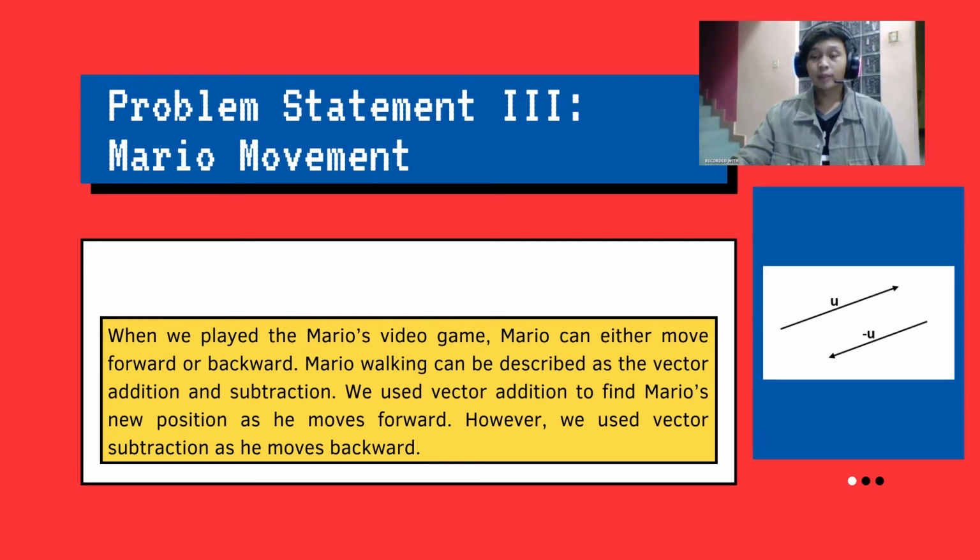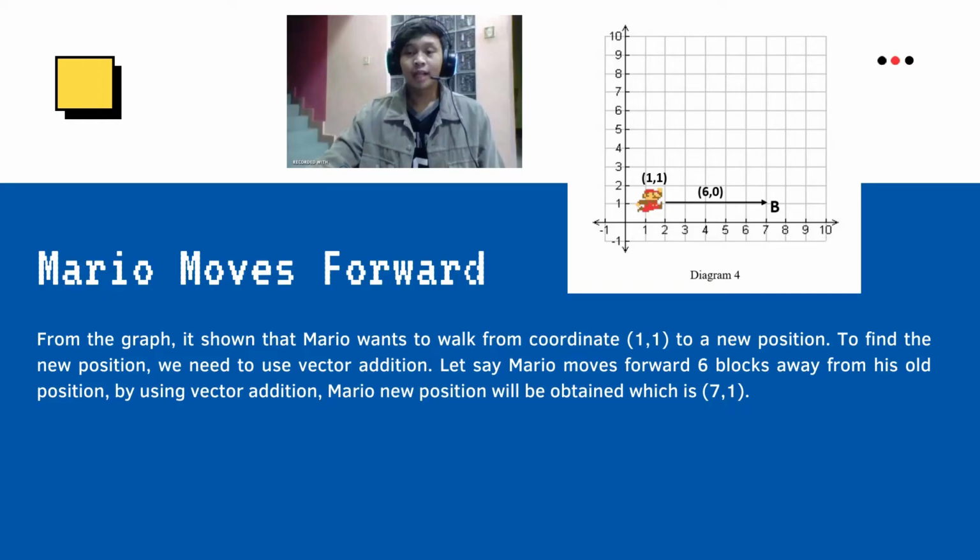For our next problem statement, which is Mario movement. When we play the Mario video game, Mario can either move forward or backward. Mario walking can be described as vector addition and subtraction. We use vector addition to find Mario's new position as he moves forward, and we use vector subtraction to find Mario's new position as he moves backward. As a result, Mario moves forward.